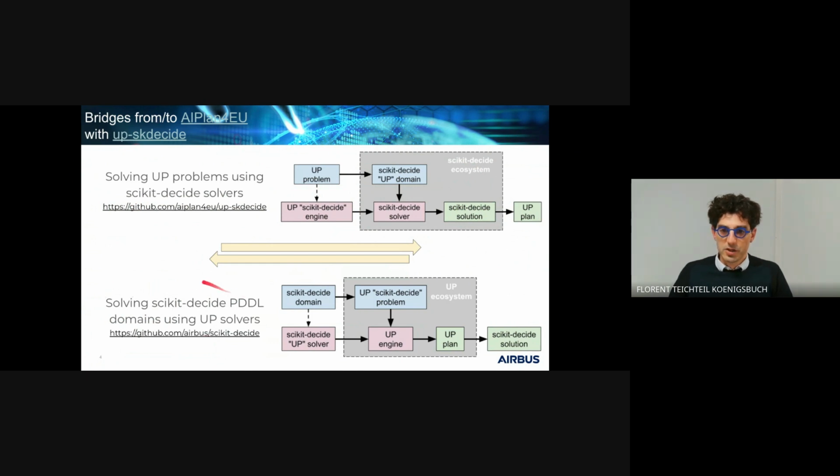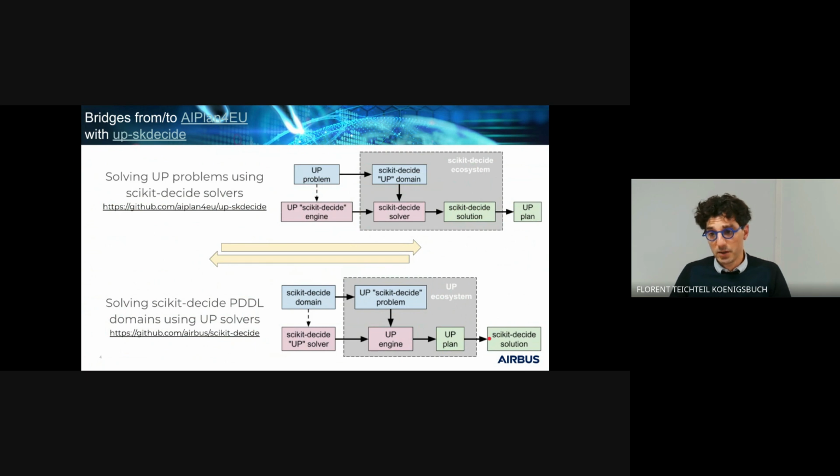In the reverse bridge, we want to solve a Scikit-decide domain defined with PDDL-like semantics, but using UP solvers. And this is implemented in the Scikit-decide repositories that you can find here. We define a Scikit-decide domain that embeds a UP Scikit-decide problem that we then solve using a UP engine, producing a UP plan. All of this within the UP ecosystem. And then it gives back a Scikit-decide solution.